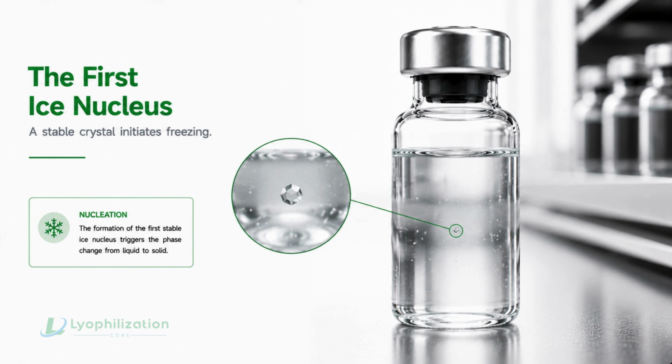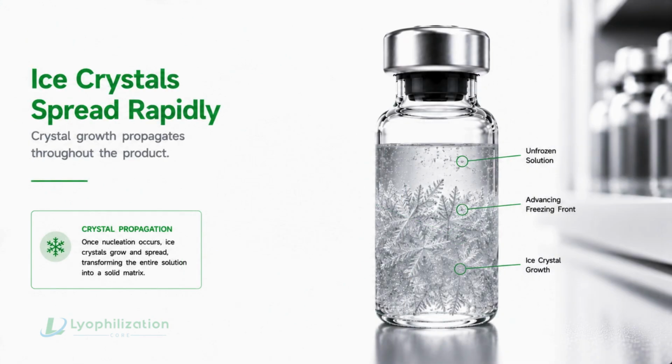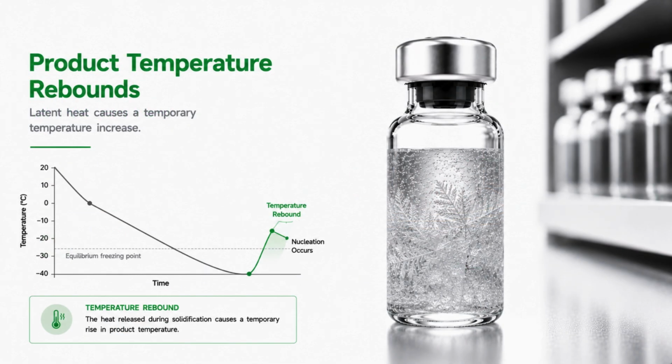Eventually, a stable ice nucleus forms within the solution. This event, known as nucleation, marks the beginning of solidification. Once nucleation occurs, ice crystals begin growing rapidly throughout the product, while latent heat released during freezing causes a temporary increase in product temperature.